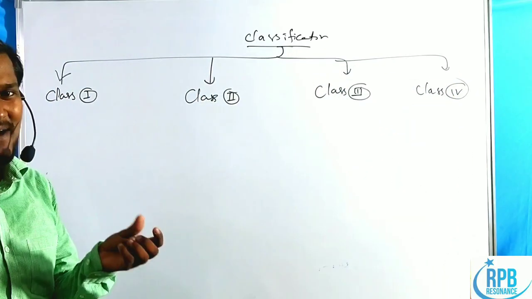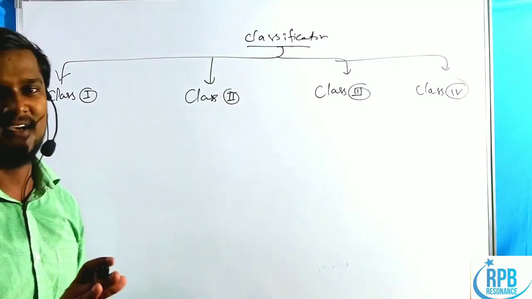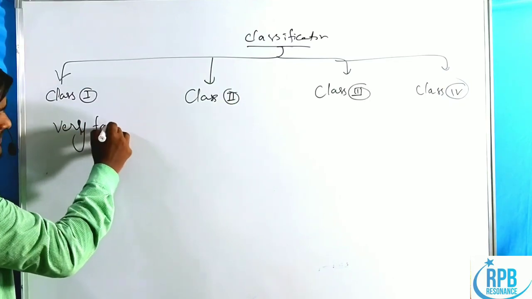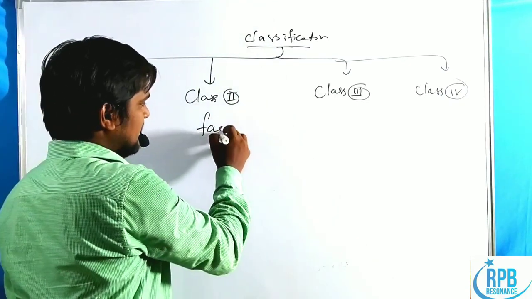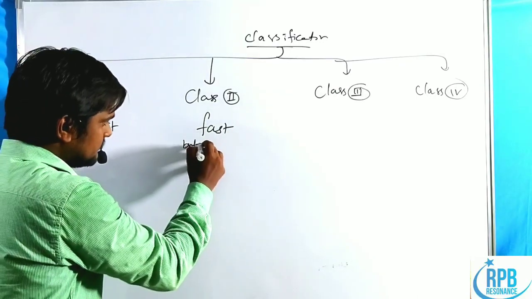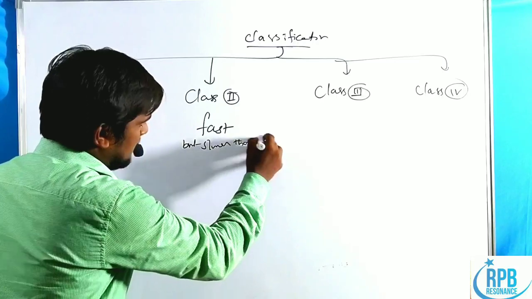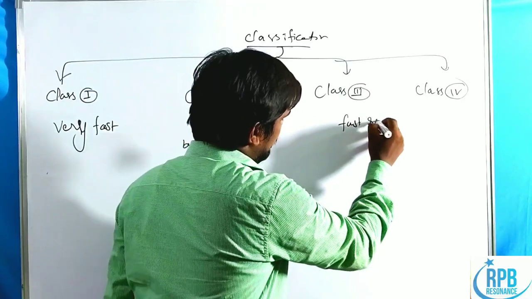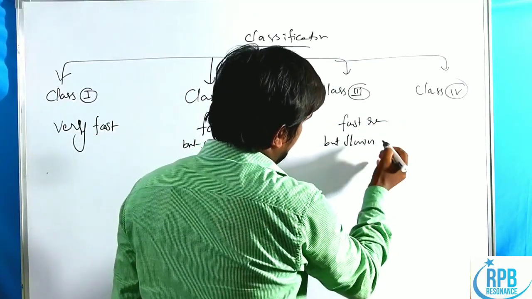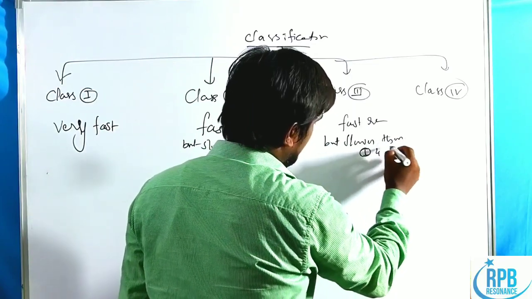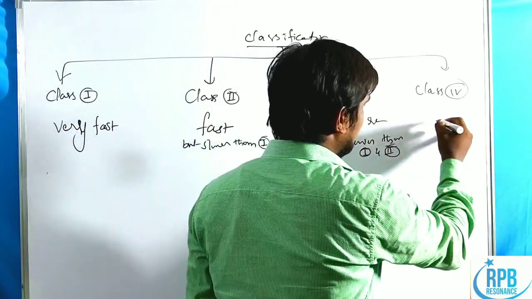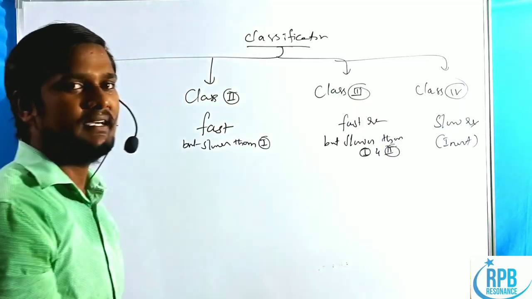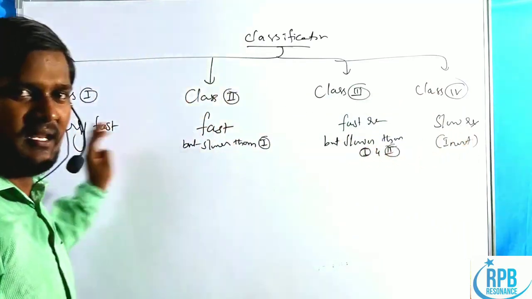Now, the metal ion water exchange classification mainly depends upon the rate constant. The first class is very fast reactions. The second is fast reactions, but slower than the first class. The third is fast reactions, but slower than the first and second. The fourth is very slow reactions, sometimes called inert reactions, which have a much lower speed than the remaining three classifications.